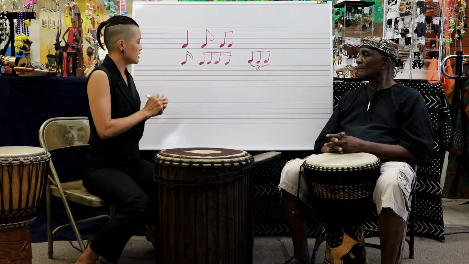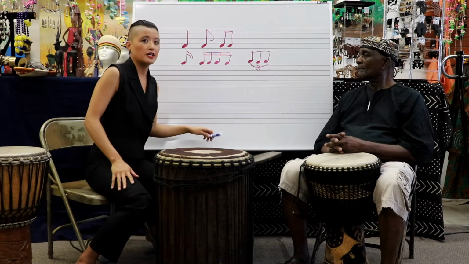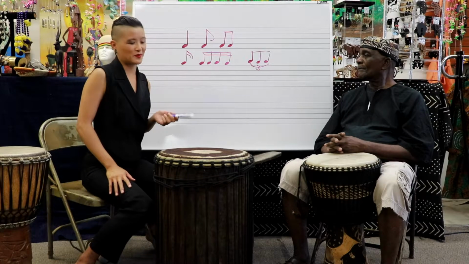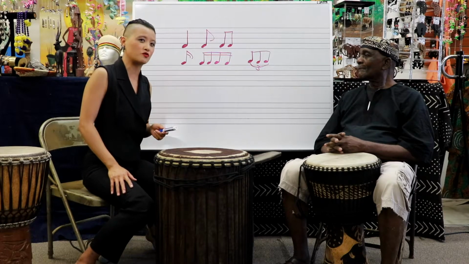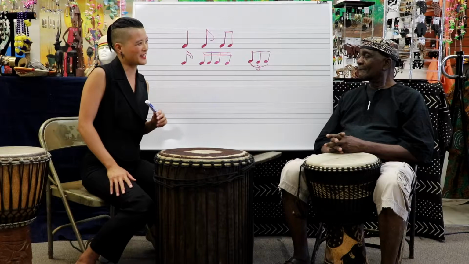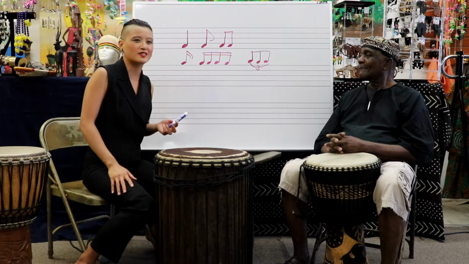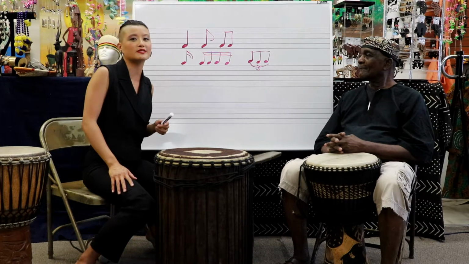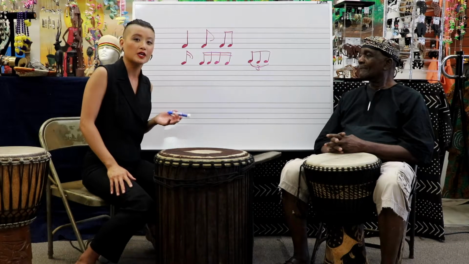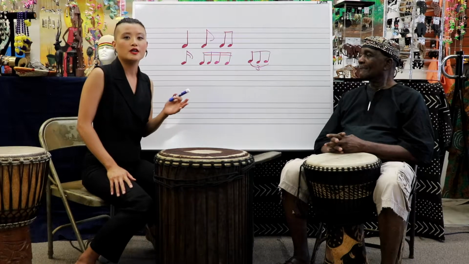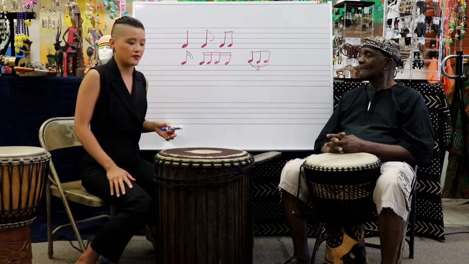Now I'm going to take a different color here and talk about the rhythm pattern we specifically have selected for today. What you heard us playing earlier is called Lamban, and this particular rhythm pattern comes from Senegal, which is another country in West Africa, bordering Mali and Guinea.